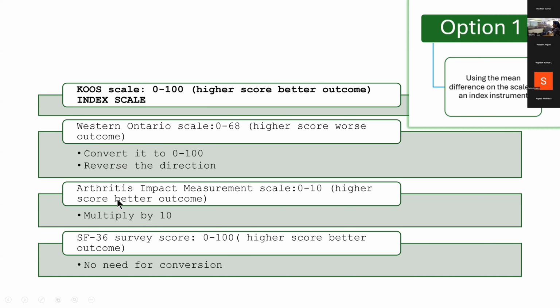Suppose a study has used the arthritis impact measurement scale, where the range is from 0 to 10, and a higher score means a better outcome. This is very simple. You just multiply that by 10 to convert it to the index scale. Suppose I have used the SF36 survey outcome, which is also 0 to 100, and a higher score means a better outcome. Here, there is no need to do any conversion.